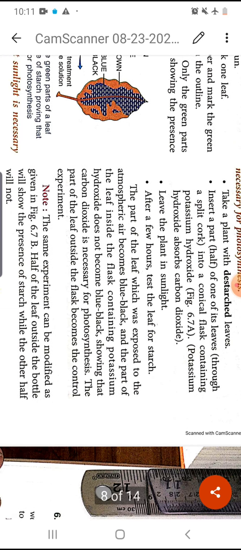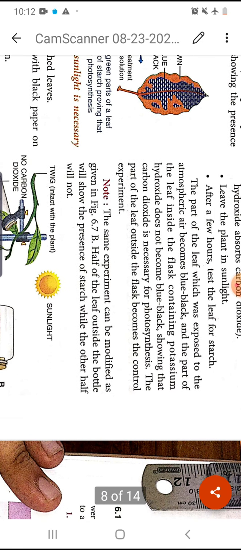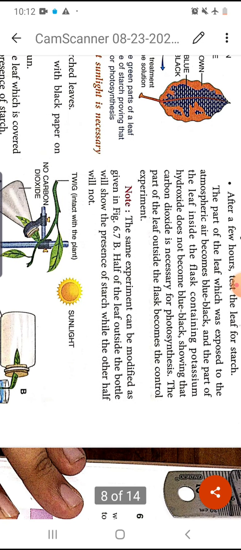Why is potassium hydroxide present inside that conical flask? Because potassium hydroxide can absorb carbon dioxide. Now leave the plant in sunlight, and after a few hours test the leaf for starch. The part of the leaf exposed to atmospheric air, the outer part not inserted inside the conical flask, becomes blue black, and the part of the leaf inside the flask containing potassium hydroxide does not become blue black.